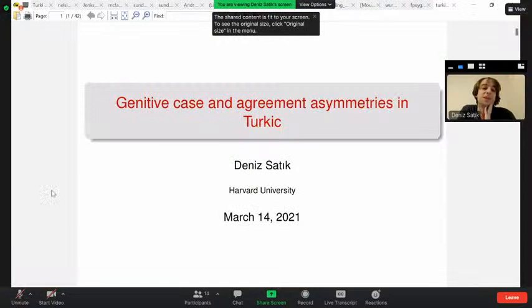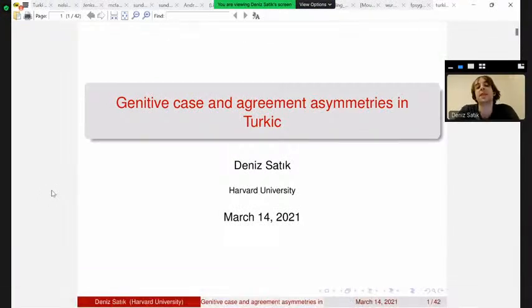So the topic for today is going to be the genitive case, which I believe is called genitive durumu, or there was another word, I forgot what it was. Tamlayan, we can also say Tamlayan. Tamlayan or genitive. Great. And agreement asymmetries in the Turkic languages. So not just Turkish. This is a survey on the Turkic languages, like 5 or 6 Turkic languages or so.